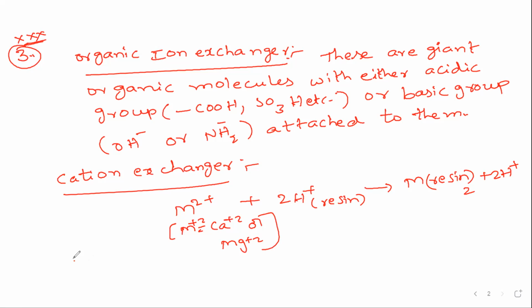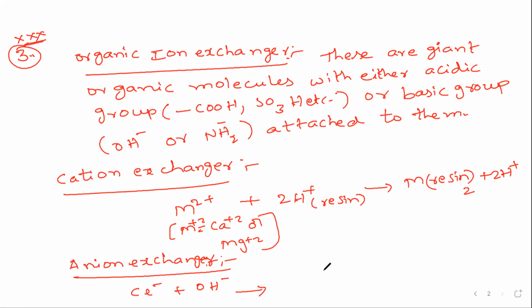And next we have the anion exchanger. In the anion exchanger, anions, that is chlorides or sulfates, are exchanged. Cl minus combines with the base, that is OH minus, and forms Cl minus resin plus OH minus. Even sulfate ions, SO4 2 minus, also get exchanged. So in this way, anions and cations are getting exchanged.